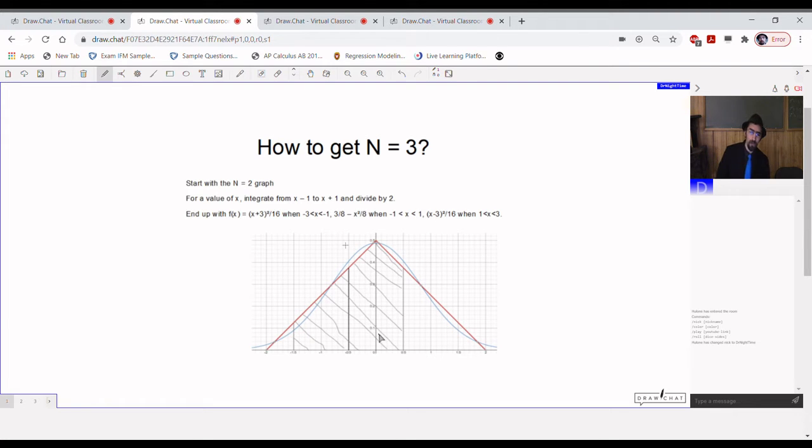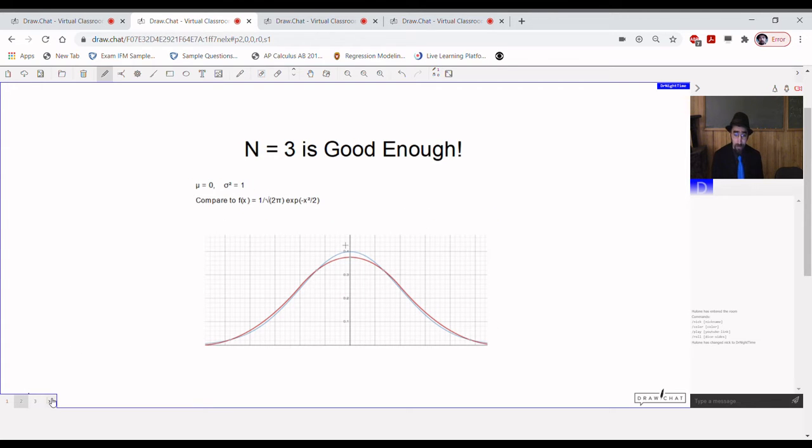And I end up with f of x equals (x + 3) squared over 16 when x is between -3 and -1, 3/8 minus x squared over 8 when it's between -1 and 1, and (x - 3) squared over 16 when x is between 1 and 3. And we want to ask, okay, does 3 constitute a whole big bunch? Is that good enough? And we look and, well, yeah, it actually is.